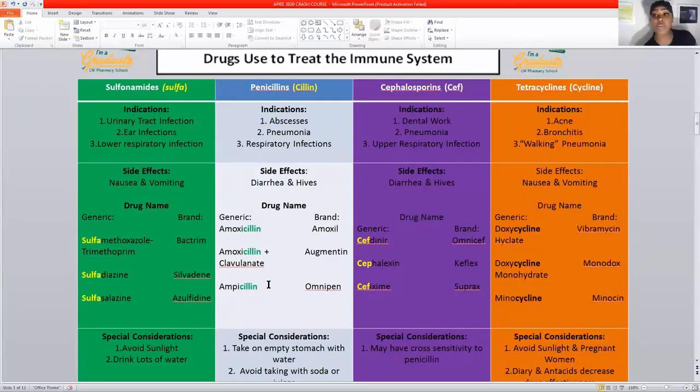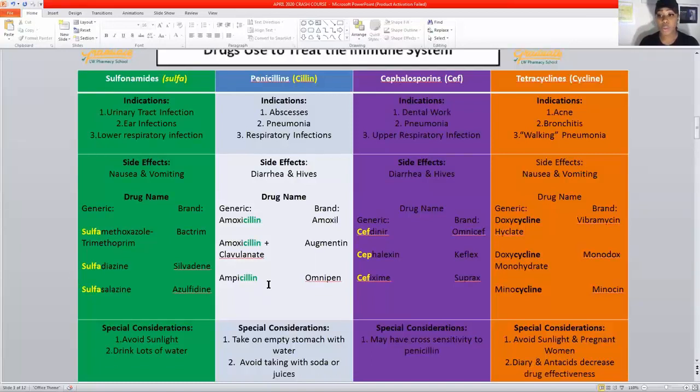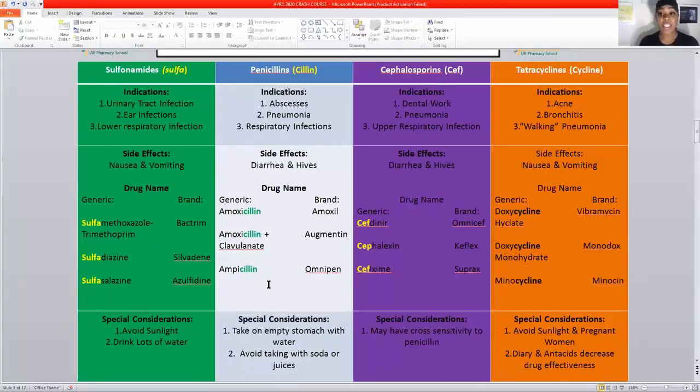Special considerations with penicillin: it says to take on an empty stomach with water. So you cannot take this drug with soda or juice. Penicillin, any cillins, no soda or juice. Make sure that it is taken with water.